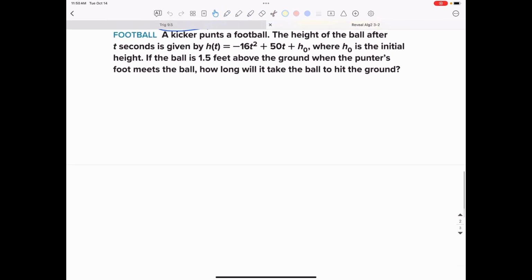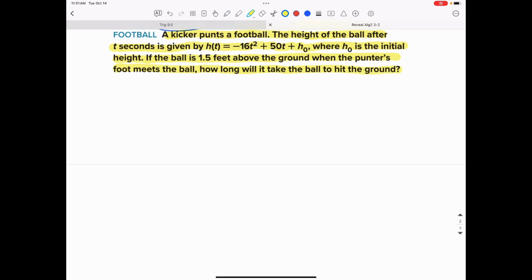Finally, another classic question involves projectile motion, particularly balls that are being thrown into the air, or in this case, kicked. We have a kicker punting a football. The height of the ball after t seconds is given by the formula h of t equals negative 16t squared plus 50t plus h sub 0, where h sub 0 is the initial height. If the ball is 1.5 feet above the ground when the punter's foot meets the ball, how long will it take for the ball to hit the ground?